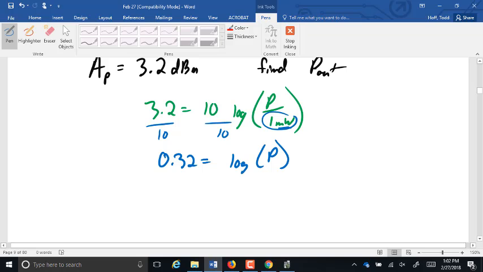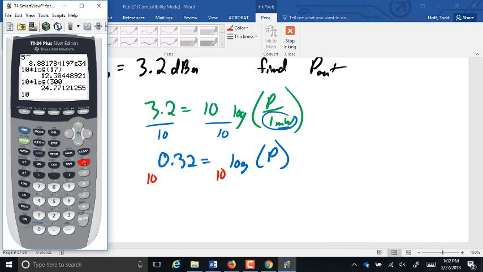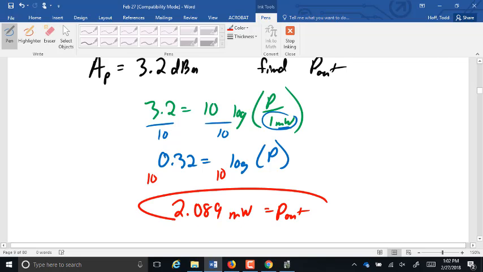So now then we do have to do 10 to the power of 0.32, 2.089. That is in milliwatts. That is our output power.